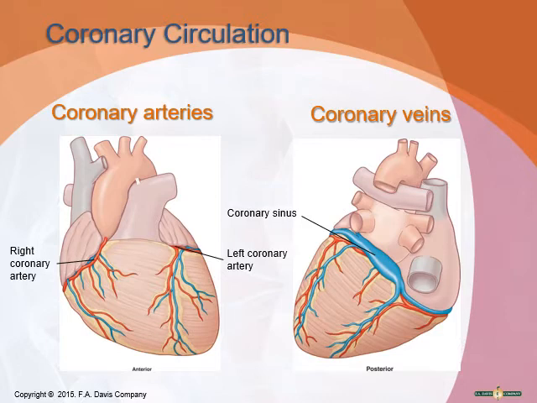The veins then collect the deoxygenated blood after it's been perfused into the cardiac tissue and empty the blood into the coronary sinus, which is located on the posterior side of the heart. This sinus then drains the deoxygenated blood right back into the right atrium for it to be pumped into the lungs again.